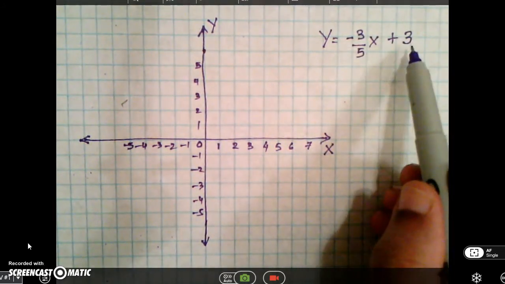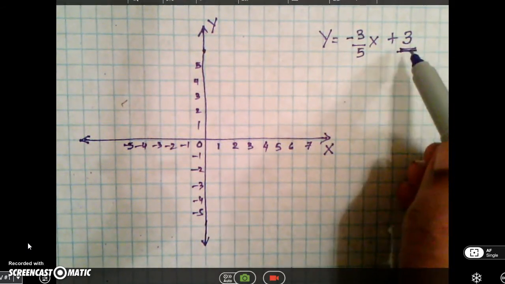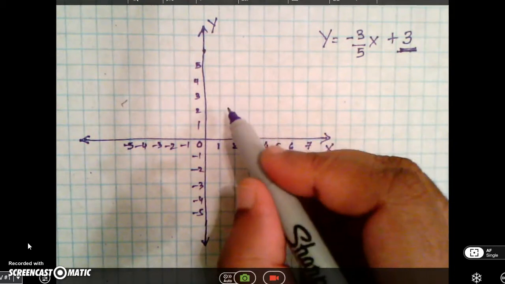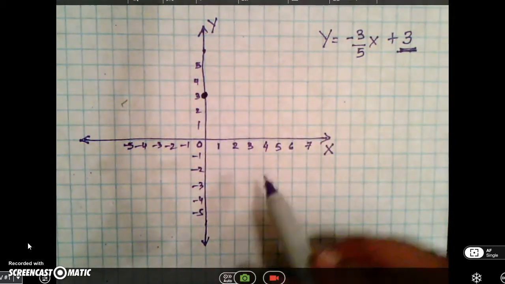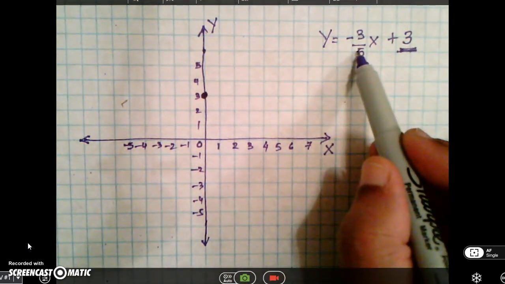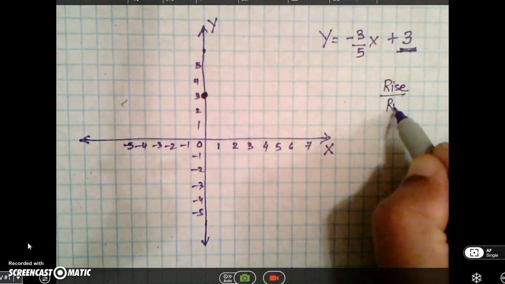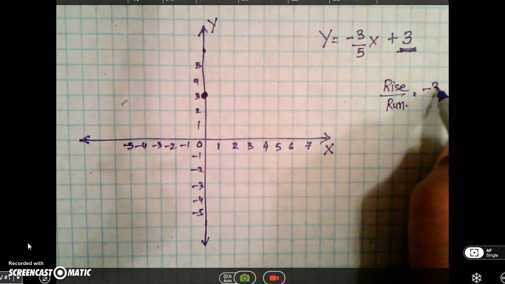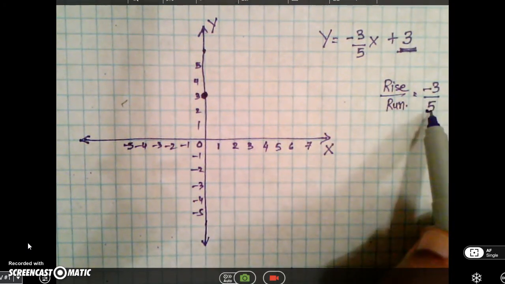So the first point I want to put, I know y-intercept is a point. So that is my y-intercept. So I want to put that point on my graph. That's 0, 3. And now I look at my slope. My slope is rise over run, which is negative 3 over 5. So my rise is negative 3 and the run is positive 5.